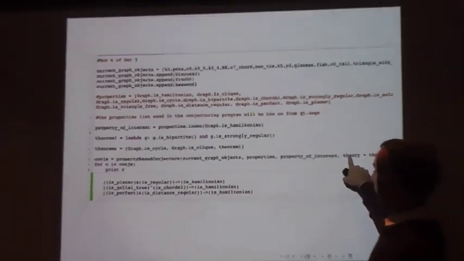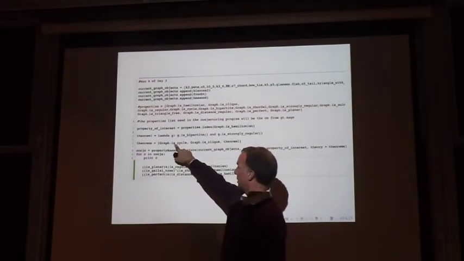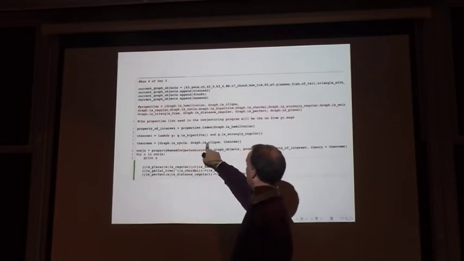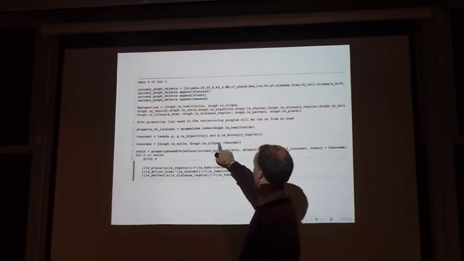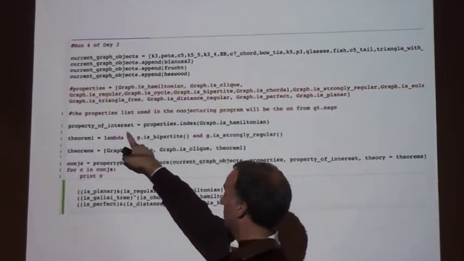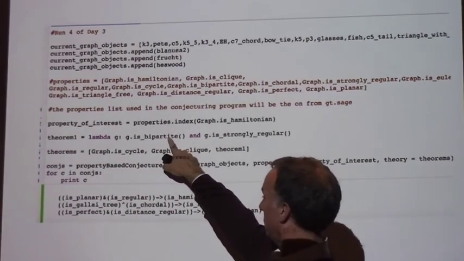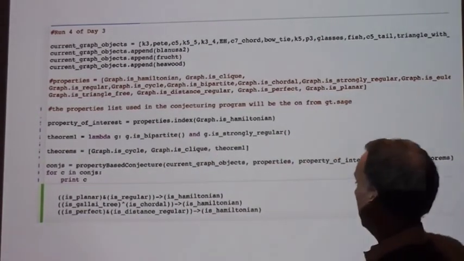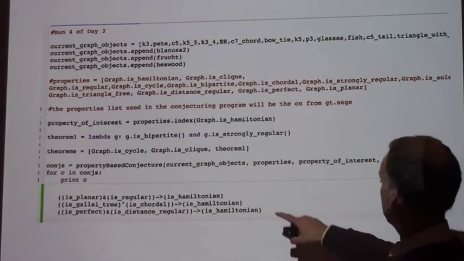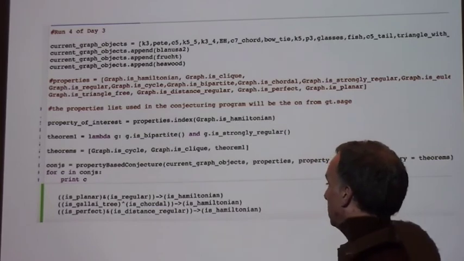The theory. So here are the theorems that the program has got to beat. If a graph is a cycle, then it's Hamiltonian. If it's a clique, it's Hamiltonian. Or theorem 1, which is a function, a Boolean that tests whether a graph is bipartite and strongly regular. So it's got to produce conjectures that beat those three properties.